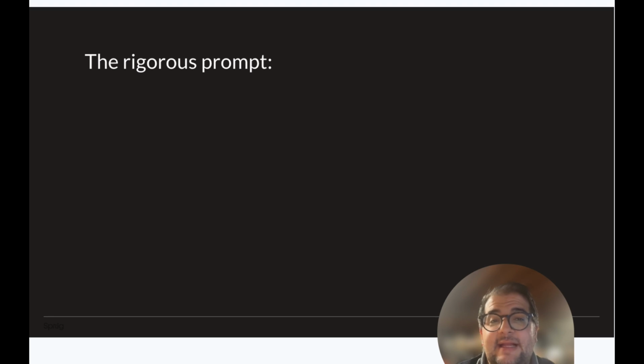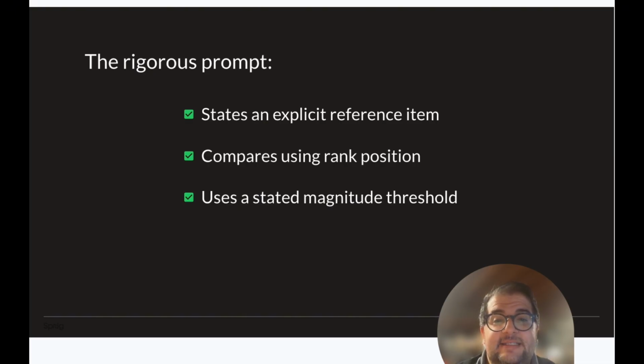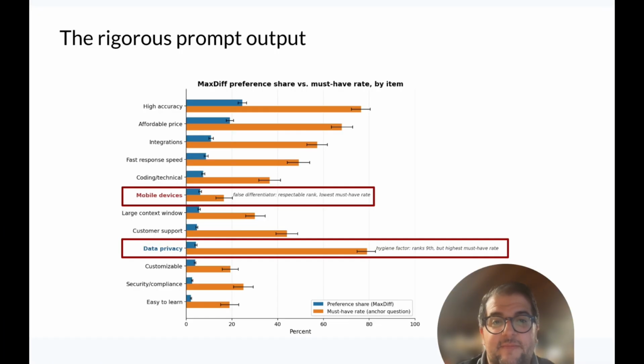A rigorous MaxDiff prompt needs 4 things that a basic prompt skips. An explicit reference item, not just the tool's alphabetical default. A rank-based comparison instead of a z-score. A stated magnitude threshold instead of significance alone. And independent recomputation of every number through a different code path.